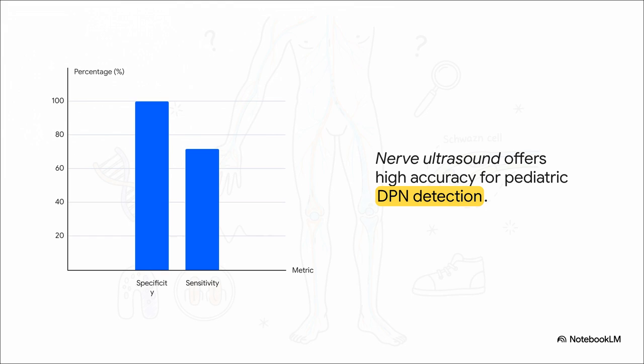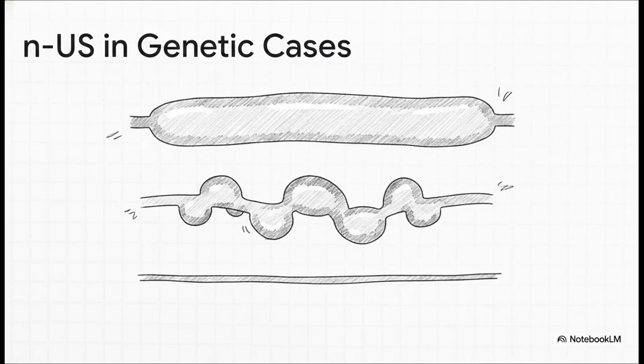To put that into perspective, it means we can accurately identify structural nerve degradation entirely non-invasively, and it correlates directly with disease duration and patient age. But its utility goes well beyond metabolic conditions. Nerve ultrasound is proving absolutely invaluable in the genetic and inflammatory space too.